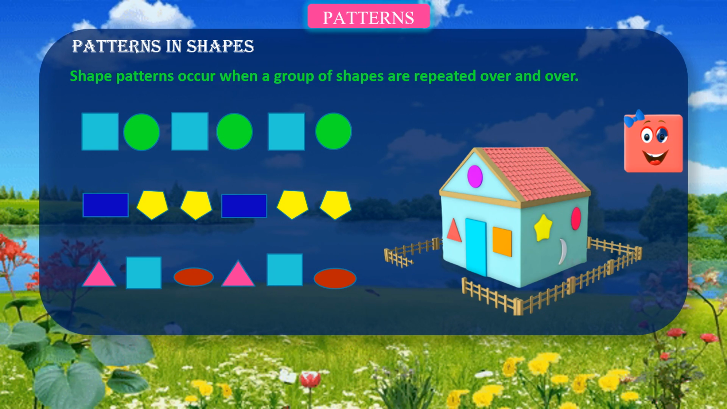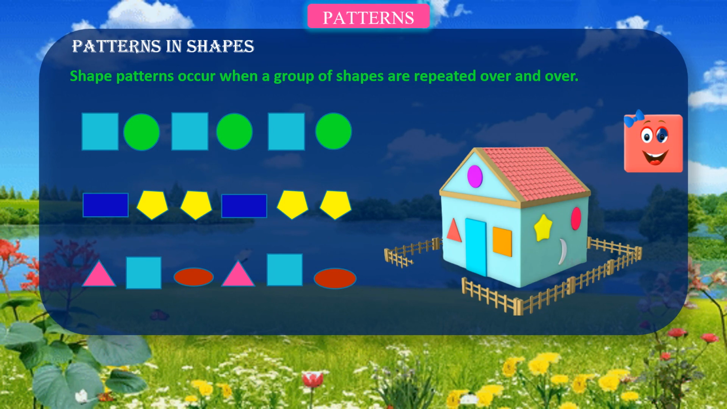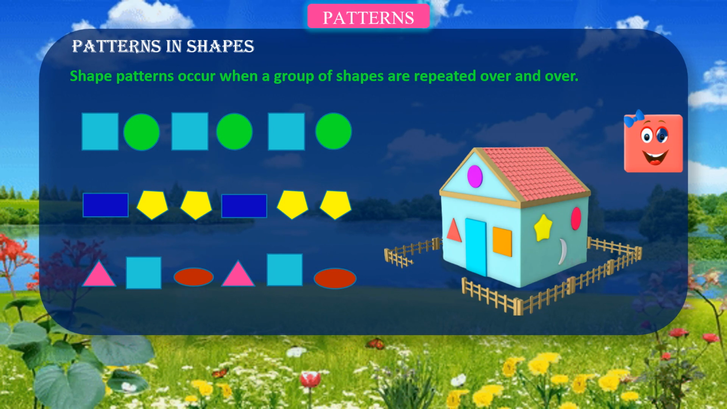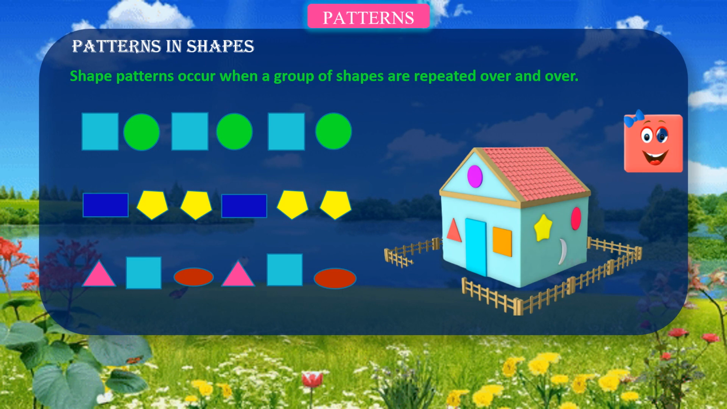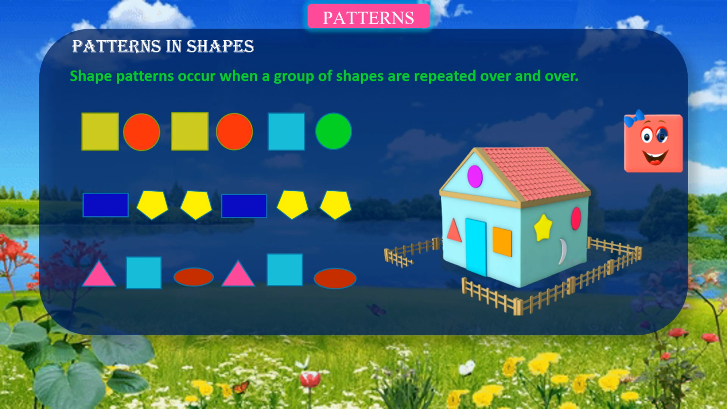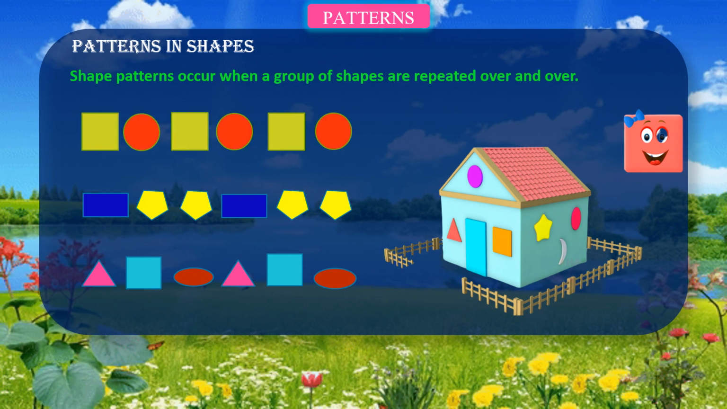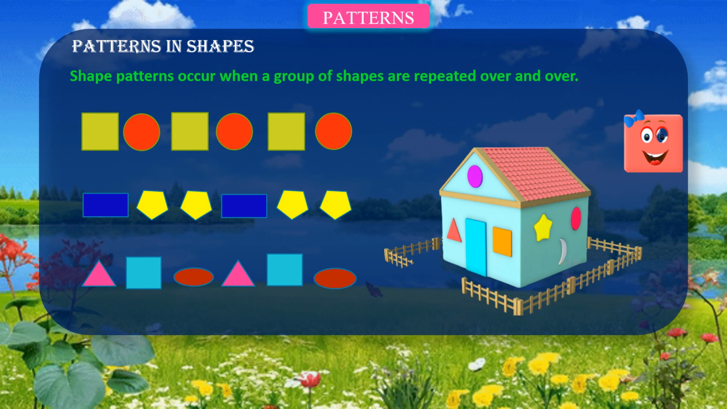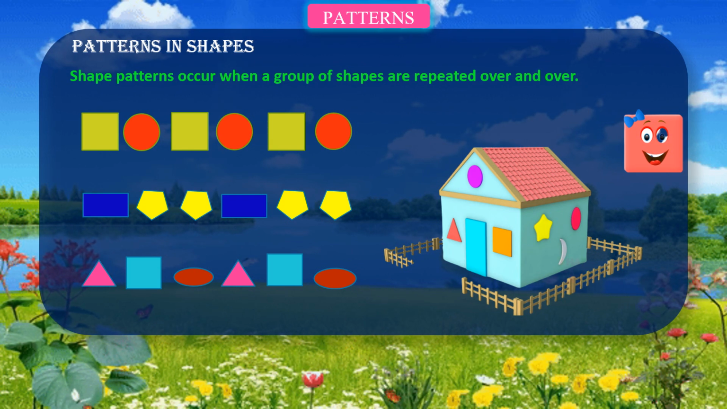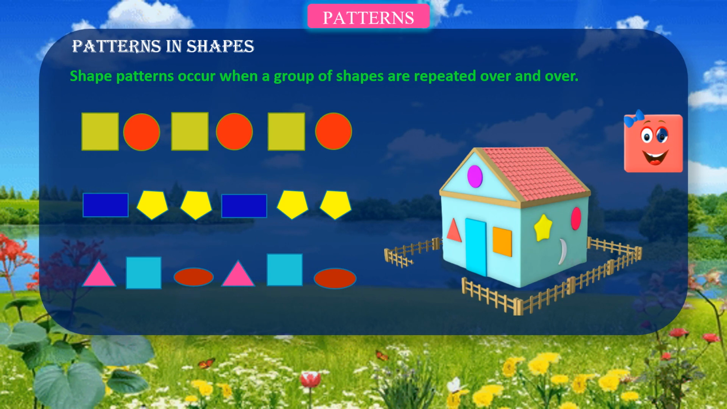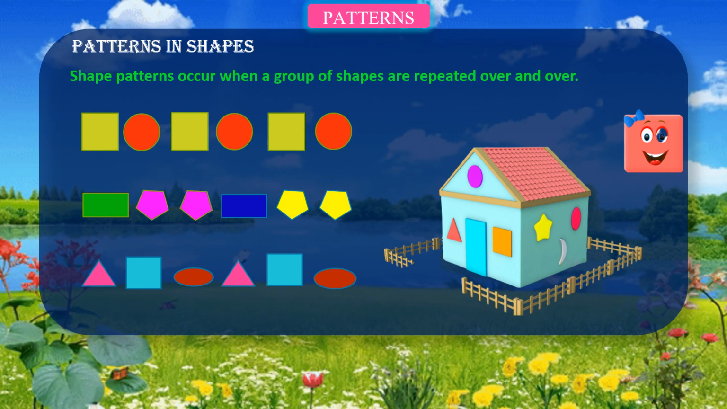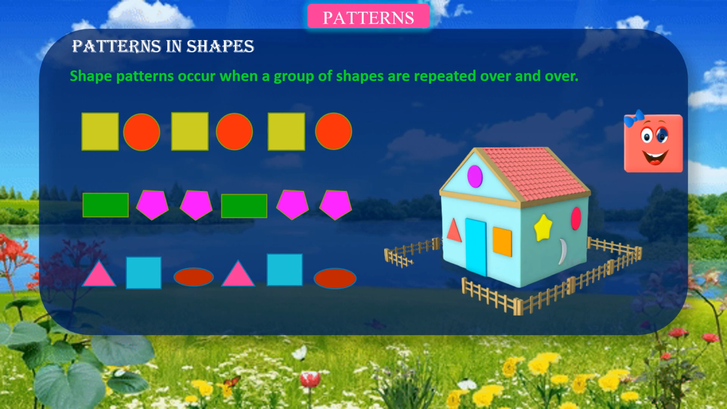In the first row we have square and circle. Each square is followed by a circle. It is a simple pattern. In the second row we have a rectangle and 2 pentagons. Children, how do we identify the pentagon shape? Correct. A pentagon has 5 sides.